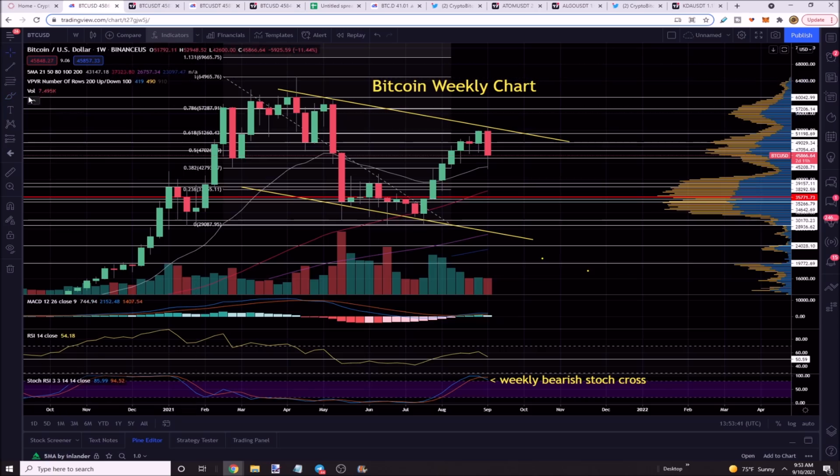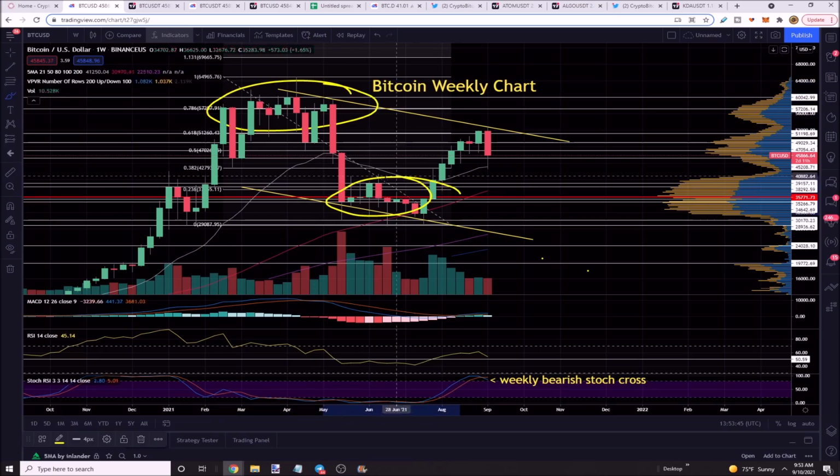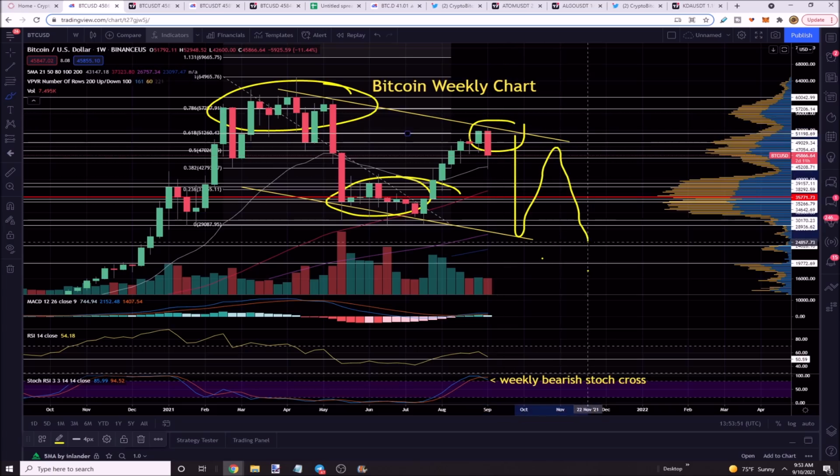This is a Bitcoin weekly chart. So the concern here is you've got this high. This is a low. I mean, potentially, if this gets confirmed as a lower high, this could be some type of downtrend on the weekly, which wouldn't be a good sign.